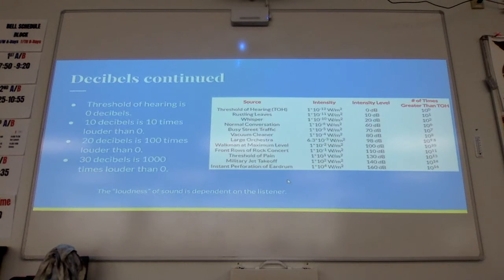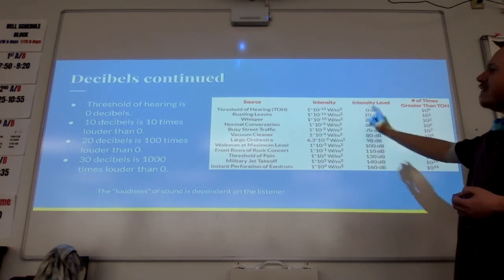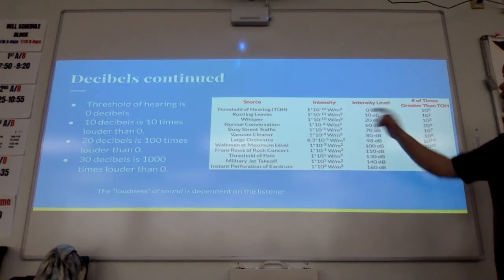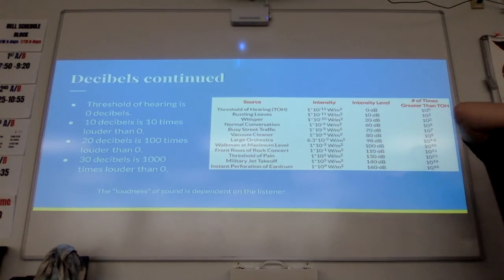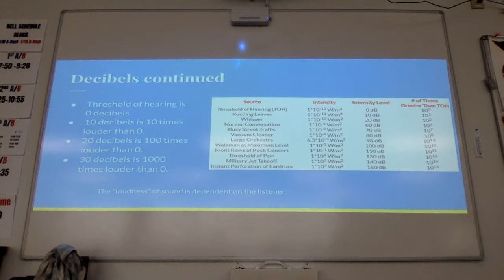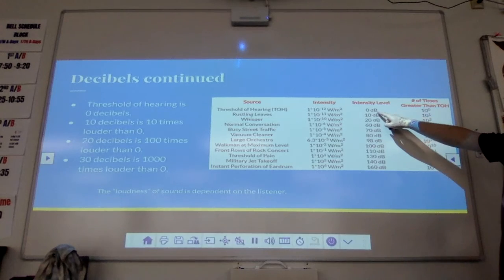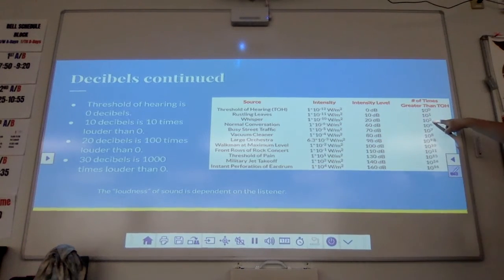So here's the thing: the threshold of hearing is 0 decibels. We'll take our break in a minute, okay? 10 times louder than that is the rustling of leaves. So you could technically hear this, give or take. We all have slightly varying abilities in terms of hearing. So 10 decibels is 10 times louder than 0. 20 decibels is 100 times louder than 0. This is how a logarithmic scale works. It goes up by factors of 10. So 0 decibels is 10 to the 1, 10 times, 100 times, 1,000 times, 10,000 times, 100,000 times.